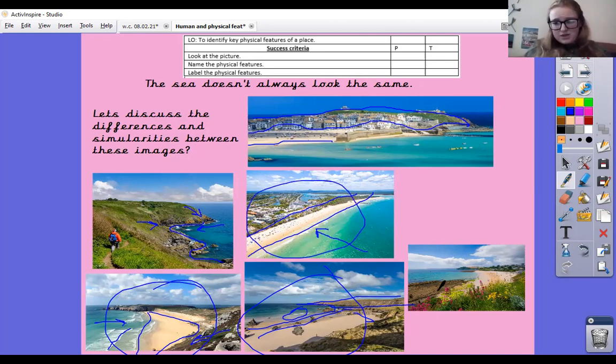Last one. Here I can see some plants and some grass. So we sometimes see this. I can see a beach. I can see the sea. This is called the coast. Fantastic. So all these elements make up the coast.